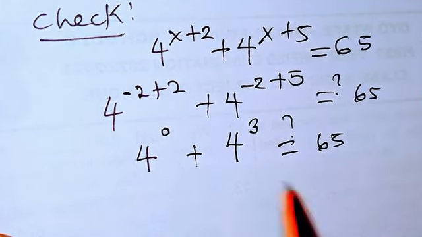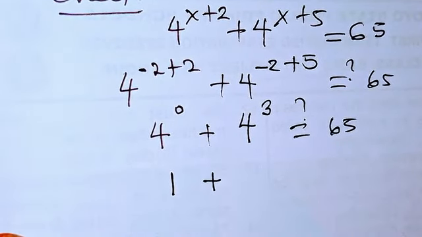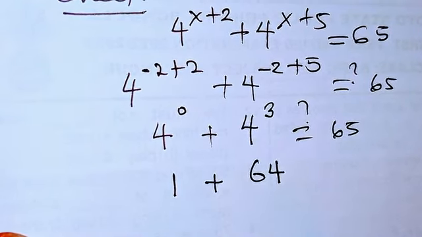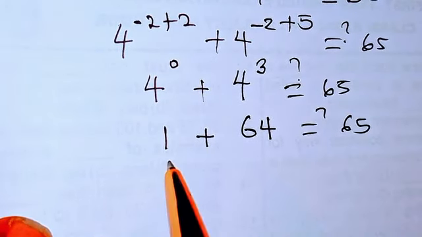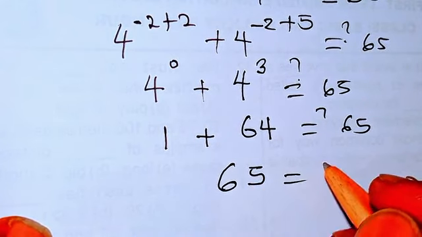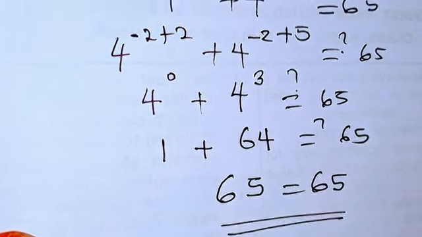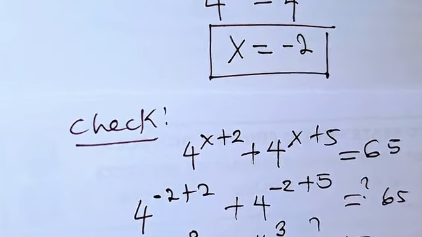So now 4 raised to the power of 0 is 1, plus 4 to the power of 3, that is 64, right? So now 1 plus 64, you can see that we have 65, which equals 65. So therefore we have the value of x to be minus 2. And that's the end of the class.